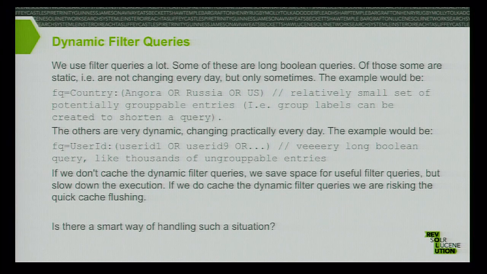Dynamic filter queries. We use filter queries a lot. Good for you, because everybody should. Some of these are long Boolean queries. Of those, some are static, not changed every day, but only sometimes. The example would be a relatively small set, potentially group queries, group labels. The others are very dynamic, changing practically every day. Very long Boolean queries, thousands of terms, ungroupable. If we don't cache dynamic filter queries, we save space for useful filter queries, but execution is slow. If we do cache dynamic filter queries, we risk quick cache flushing. Is there a smart way of handling such a situation?